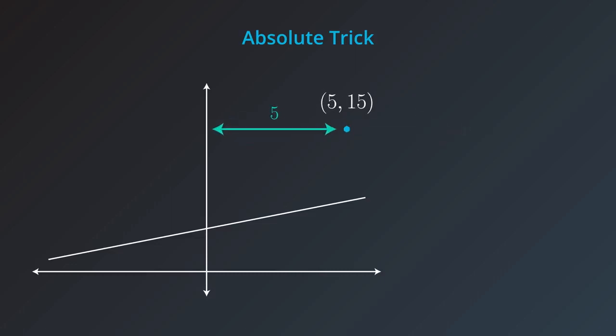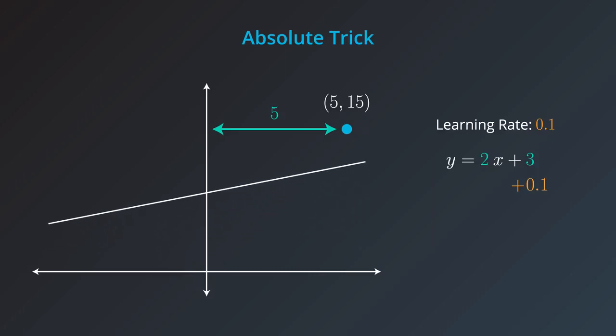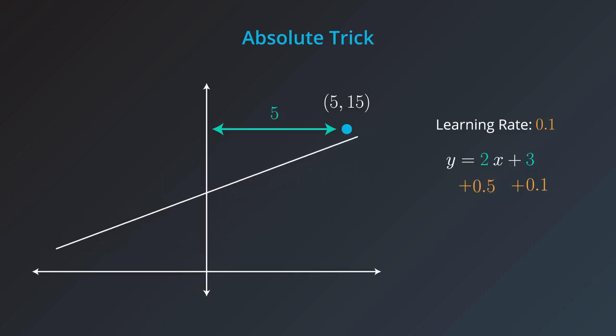So let's do an example to make this more clear. Let's say we have the point 5, 15 and the line y equals 2x plus 3. So this means the distance from the point to the y-axis is 5. Now let's say our learning rate is 0.1. So we're adding 0.1 times 1 to the y-intercept, and that moves the line up by a little bit. Also, we're taking the 5, multiplying it by 0.1 and adding that to the slope, which makes the line move in this direction. This means our new equation is y equals 2.5x plus 3.1.